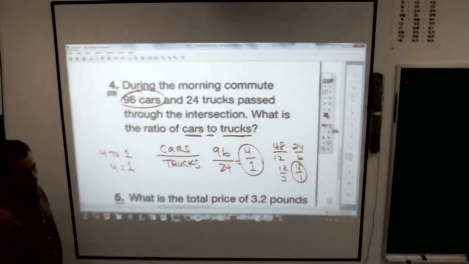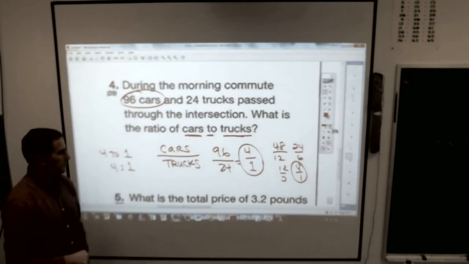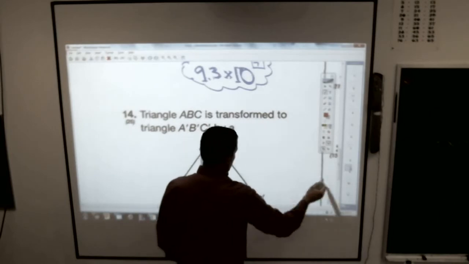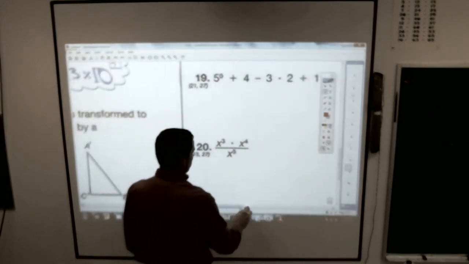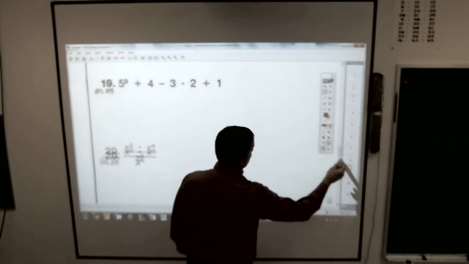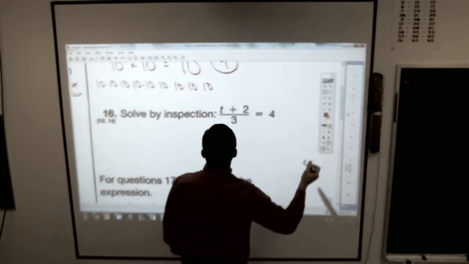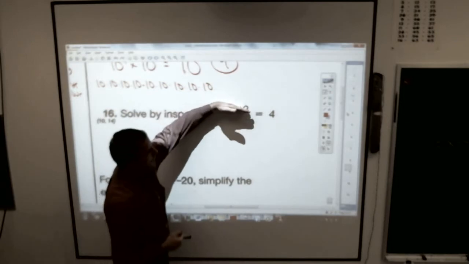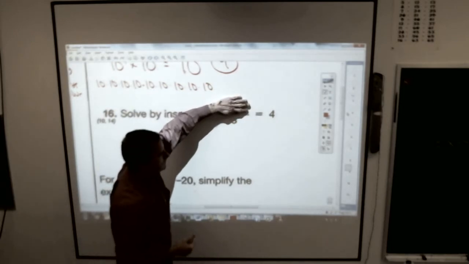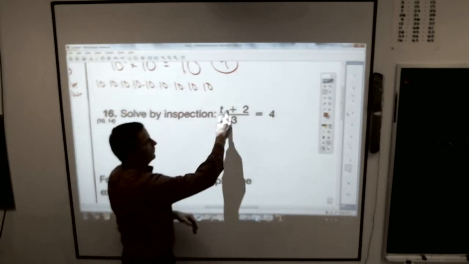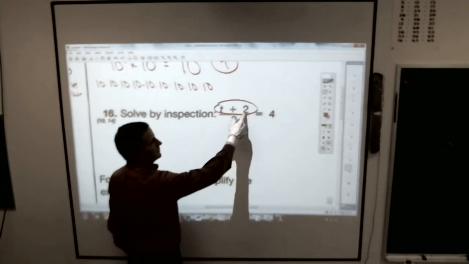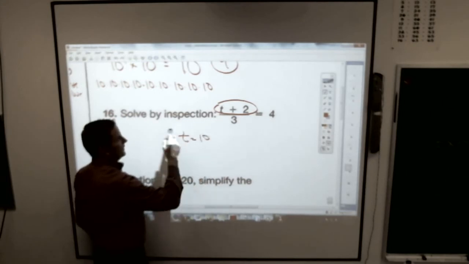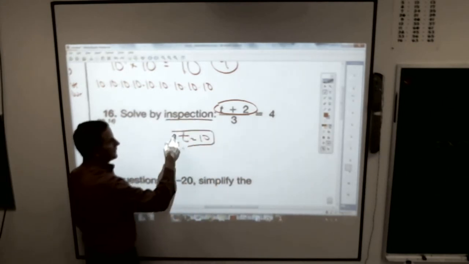Trev? Carter? How do you get number 16? I know the answer to 16. Oh, it's too late, I lost my answers. Solved by inspection. All you have to do is this. What number divided by 3 is 4? 12, correct? So when will this be 12? What number plus 2 is 12? 10. Again, this says solved by inspection, so you can still do that.